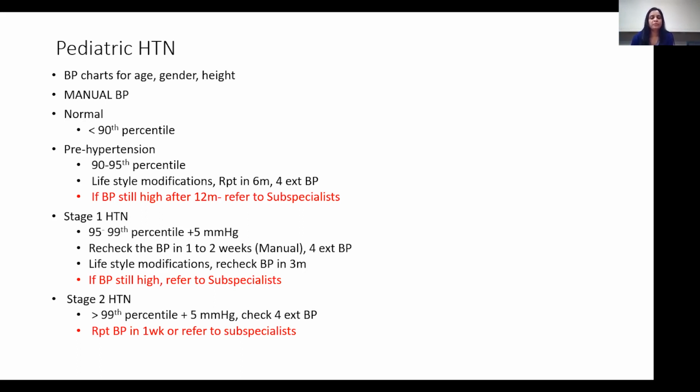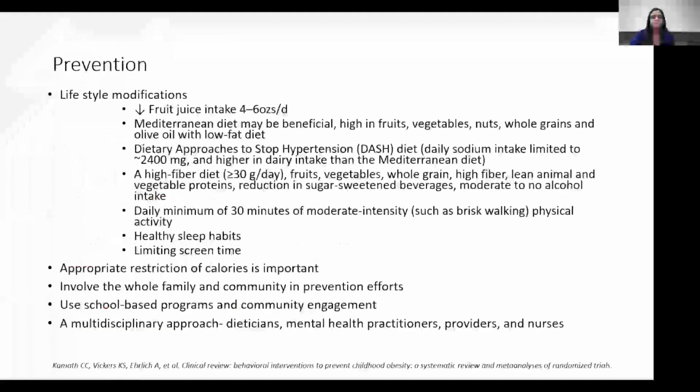Stage 2 is more than the 99th percentile plus 5 mmHg. Check the 4 extremity blood pressures, because these patients may have coarctation, so you have to be careful. So repeat the blood pressure in 1 week or directly refer to subspecialists.